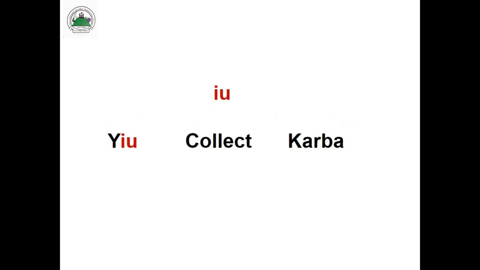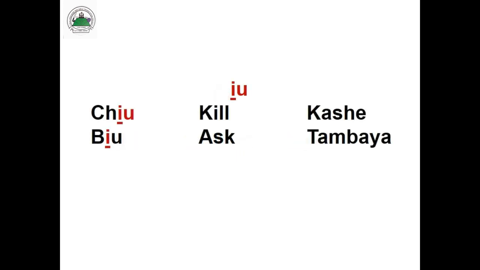This is another diphthong of different vowels, which is our vowel E coming together with our vowel U in the same place in a word. So the example we have there is the word you. It is pronounced you, which means collect in English, karba in Hausa. We also have one of our new vowels coming together with U in the same place in a word. Now we have the example there, which is chew, which means kill in English, kashe in Hausa. And another example there is boo, which is pronounced boo, which means ask in English, tambaya in Hausa.